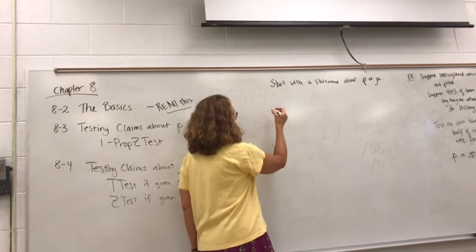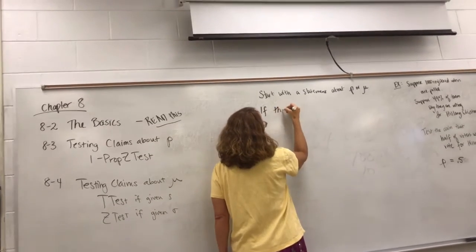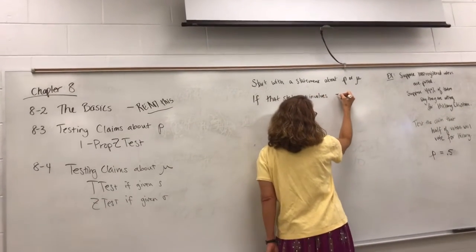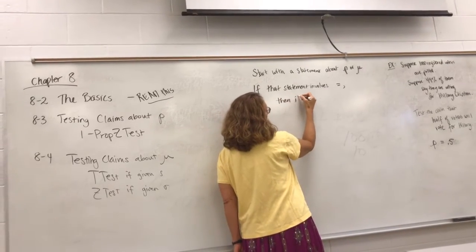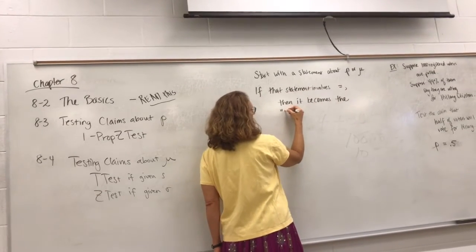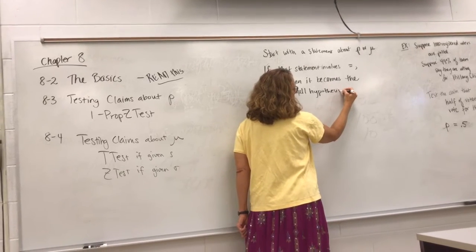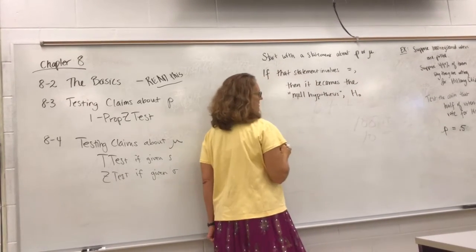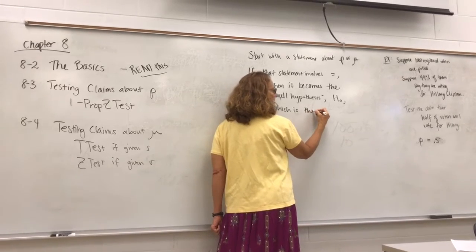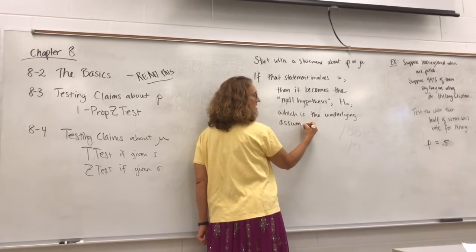All right, so do that first. Then, as it is in this case, if that statement involves equality, then it becomes what we call the null hypothesis, which is denoted by H sub 0, which is going to be the underlying assumption for the test. So we're going to assume that's true.